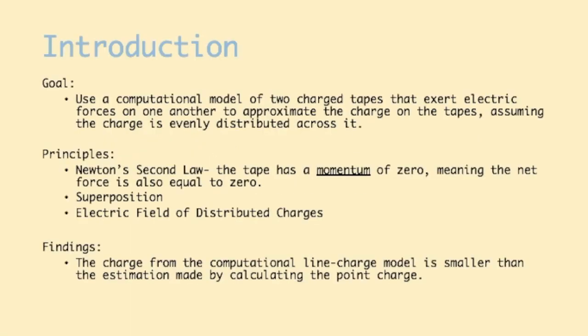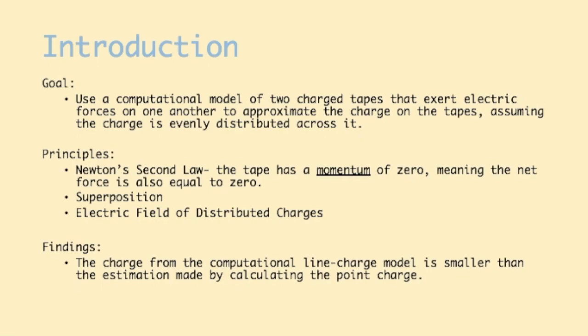Important physics principles in understanding the mechanics of this lab are Newton's second law, because the tape has a momentum of zero, meaning that the overall net force is also equal to zero because the tape is at equilibrium. Also, superposition of charges is important because each charge on the bottom tape has a corresponding force on a point charge in the top tape. Also, electric field of distributed charges, because the charges distributed across the tape each emit electric force that has an overall net electric field.